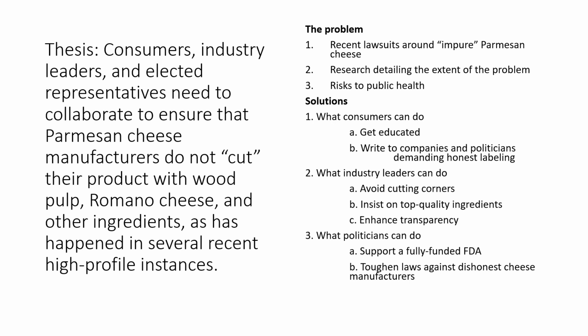In this outline, I'm going to spend the first section of my essay describing the problem, which involves recent lawsuits around impure Parmesan cheese, research detailing the extent of the problem, and specific risks to public health. And then in the second section, I'm going to focus on specific solutions to this problem: that consumers can get educated and write to companies, that industry leaders can avoid cutting corners, insist on top quality ingredients, and enhance transparency, and that politicians can support a fully funded FDA and toughen laws against dishonest cheese manufacturers.